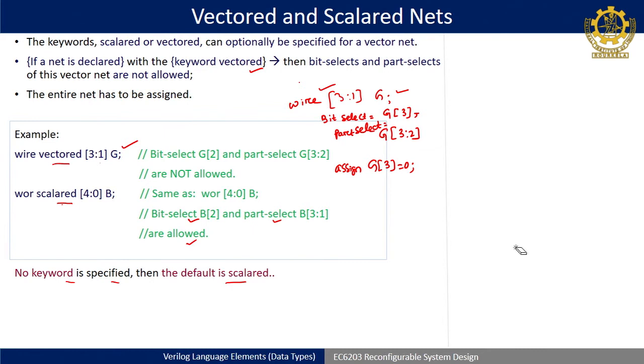So, it can be possible. So, g3 now will become 0, but in this case I can't write down assign g3 is equal to 0. I have to assign g with 3 bits. So, 3'b000 like that only I will write down, a whole value has to be assigned. Understood? So, this is about your vectored and scalar net. So, this completes your net type data type.